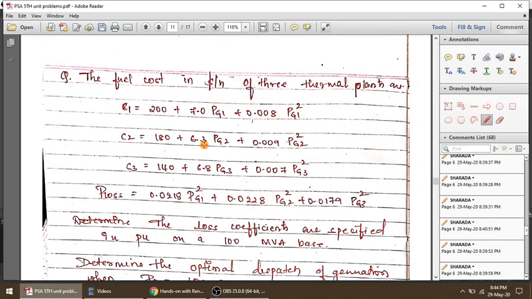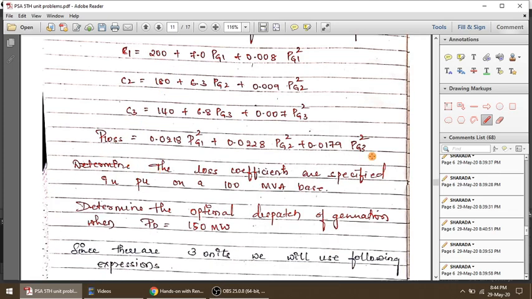Coming to the next problem, this will be the last problem in this particular chapter, and I guess this will be the last video for this chapter. The fuel cost in dollar per hour of three thermal plants are C1, C2, C3. So here we are having three thermal units. These are the C1, C2, C3 values.